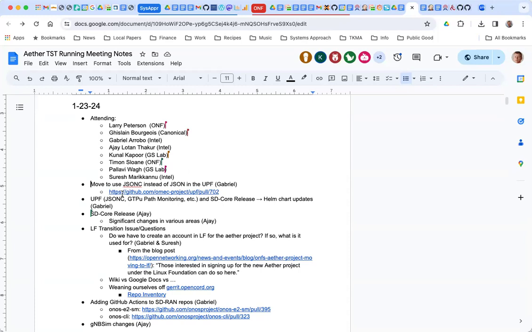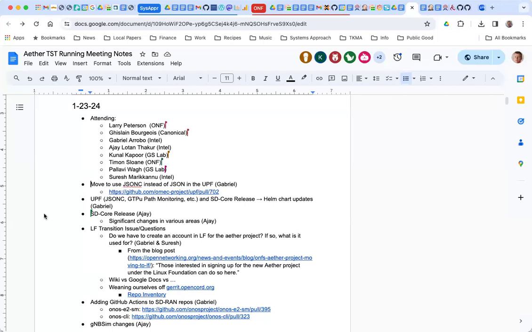The key piece of this PR is to use JSON-C instead of JSON for the configuration of the UPF. JSON-C gives the advantage that you can insert comments in the file, so it's easy to describe many things instead of just presenting it as it currently is, with just quotation marks. I'm bringing this to see what the TST group thinks about this.